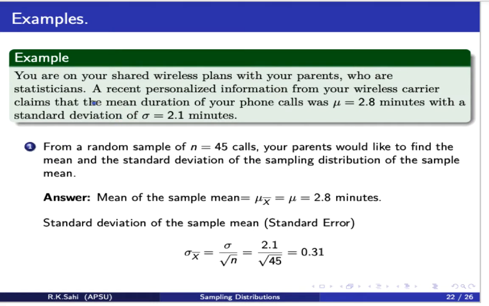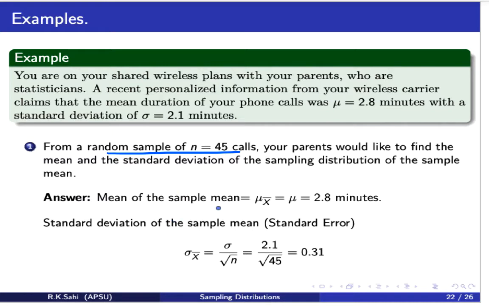Now it's the same problem. You are on your shared wireless plan with your parents. They are statisticians, and a recent personalized information from your wireless carrier claims that the mean duration of your phone calls was 2.8 with a standard deviation of 2.1 minutes. So what your parents do is they took a random sample of 45 calls. And they would now like to find the mean and the standard deviation of the sampling distribution of the sample mean. So randomly they're picking 45 calls, and they're going to use this to estimate the population mean.